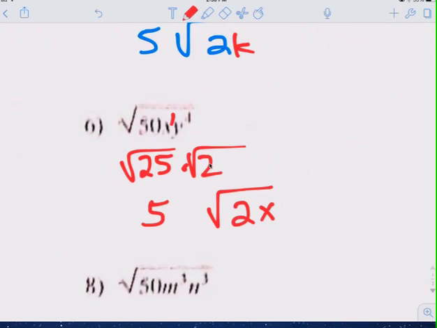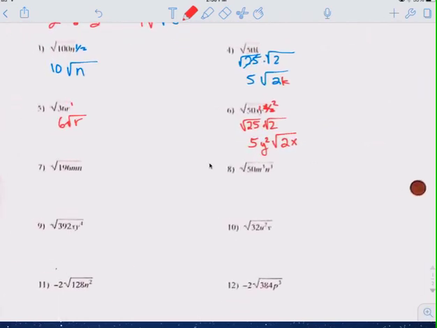Mm-hmm. How about Y? This is 4, right? It could be divided by 2. So that changed. It becomes Y to the second, correct? Mm-hmm. You got it. You just missed the first one.